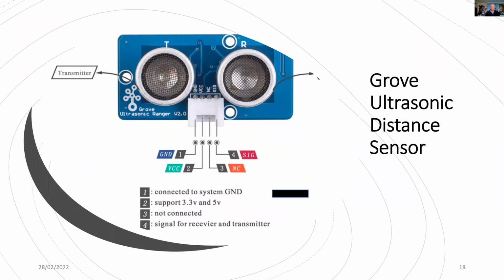And the Grove ultrasonic sensor is the same. It's got a T for transmit and an R for receive. And you can see the Grove connection. We've got the ground, the signal. The middle one's not connected, but the one on the end, which is connected to the yellow Grove wire, is where the signal is sent out from the transmitter, and it waits for the received signal to return.